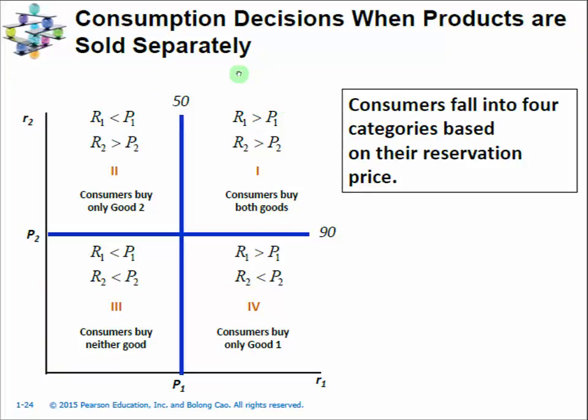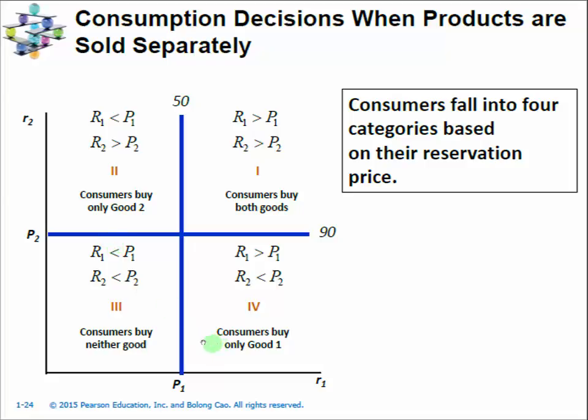To understand why pure bundling works, we use a graph to illustrate the purchasing decision by consumers. Here, let's first consider when we price the products separately. Product 2 is the word processor and the price is $90. Product 1 is the spreadsheet priced at $50.